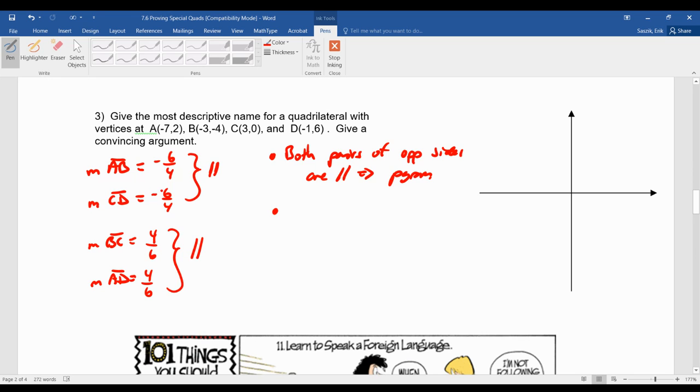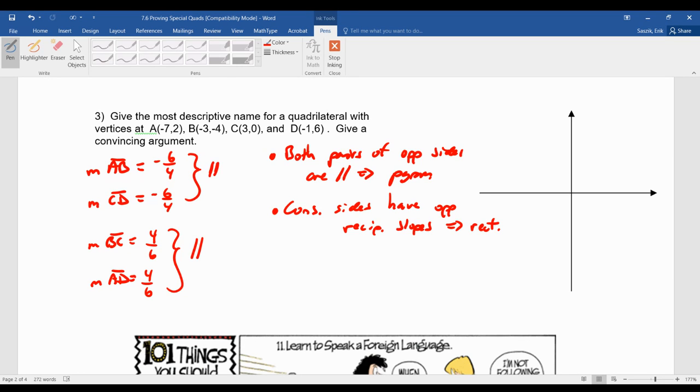Well, one thing you notice is look at these slopes. They're opposite reciprocals. So consecutive sides have opposite reciprocal slopes. Therefore, you must have at least a rectangle now. Okay, because you got right angles in the corners. Now we just have to see, I mean, the next thing would be a square. Okay, so let's see if we have a rhombus.